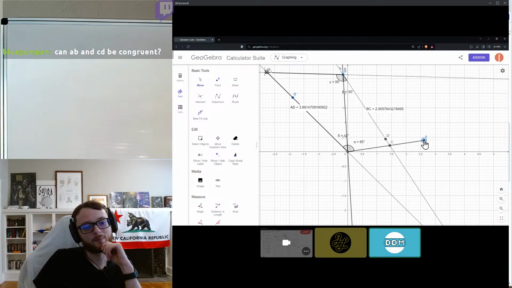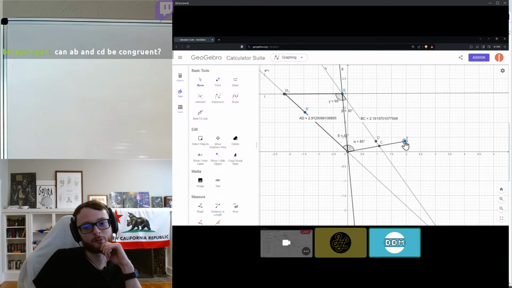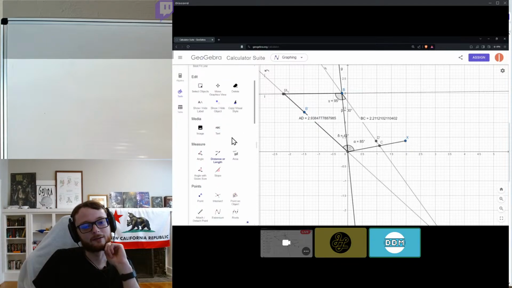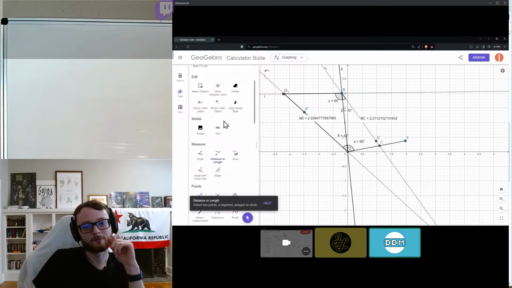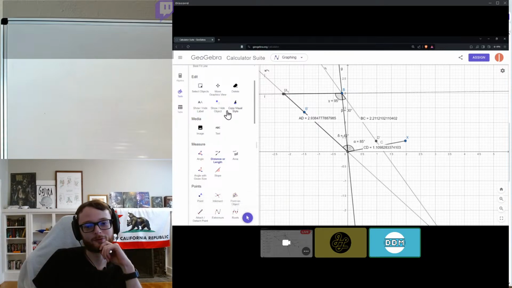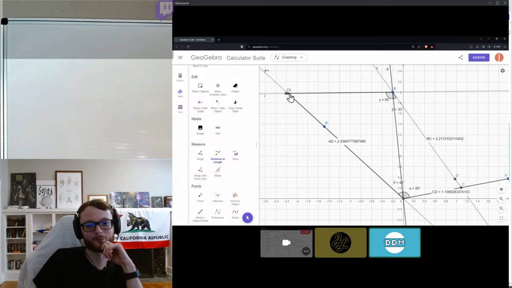Bluey's asking if AB and CD can be congruent. Can you measure those as well? AB and CD? Yeah, I can measure those. Because Bluey did mention that there's a different version of the same question with the same shape, but they said the other sides were congruent, so there's CD. They might have both not been possible shapes.